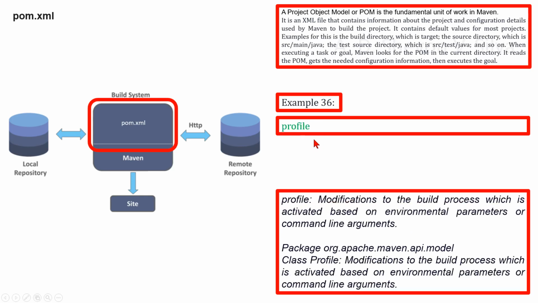Profile. Modification to the build process, which is activated based on the environment parameters, so command line arguments. Regarding API, the class Profile in package org.apache.maven.api.model. The modification to the build process, which is activated based on the environment parameters, so command line arguments.